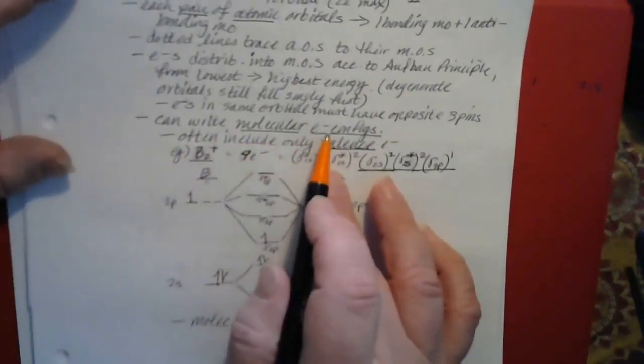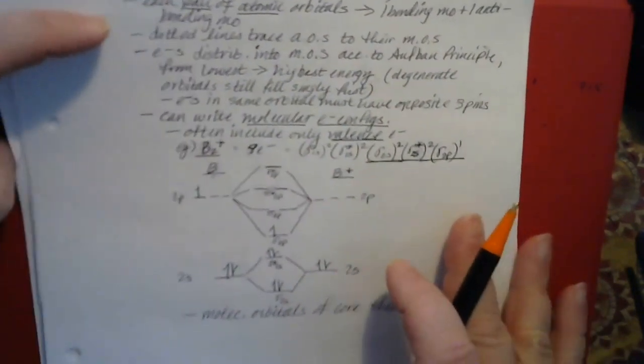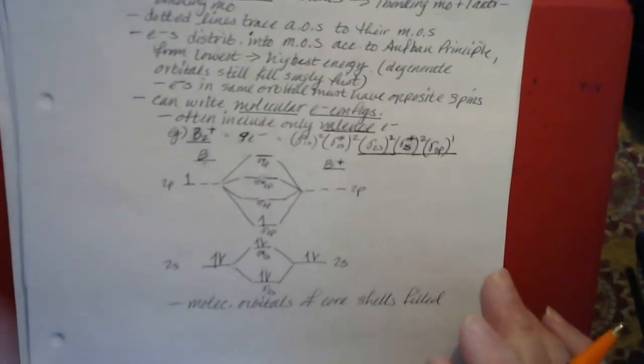Okay, and we can also write molecular electron configurations, just like we wrote electron configurations for atoms before. The molecular electron configurations are a little more complicated, because they include the designation of whether it's a sigma molecular orbital or a pi molecular orbital, and also whether it's a bonding or anti-bonding molecular orbital, and also the type of atomic orbital it comes from.